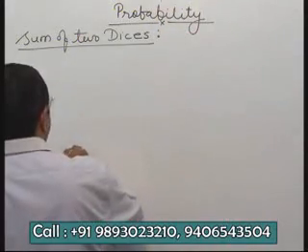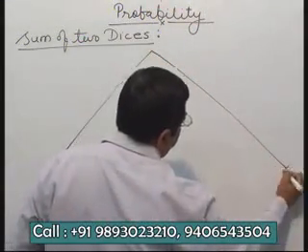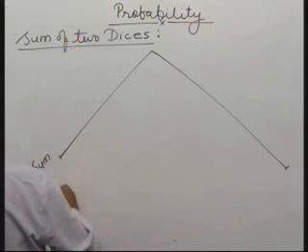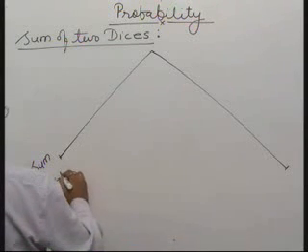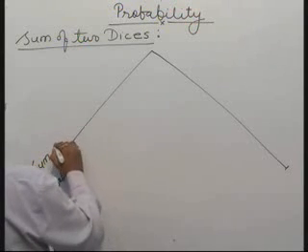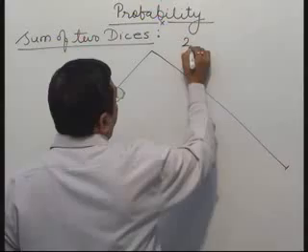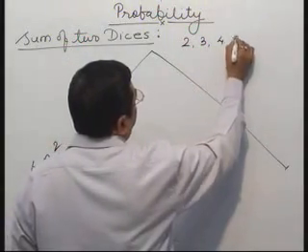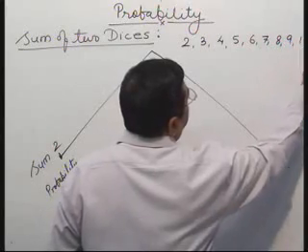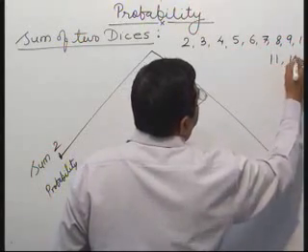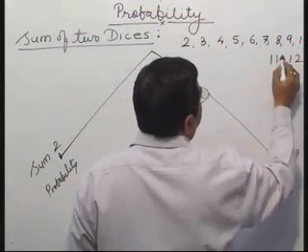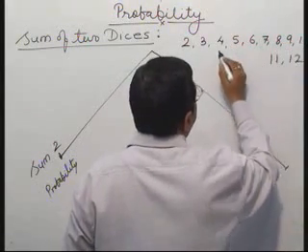See here, just make a triangle. It is like this. Here you should write sum, here should write probability. This is sum. What is the minimum possible sum? It is 2. 2, 3, 4, 5, 6, 7, then 8, then 9, 10, 11 and 12. 1, 2, 3, 4, 5, 6, 7, 8, 9, 10, 11. Total 11 numbers are there.